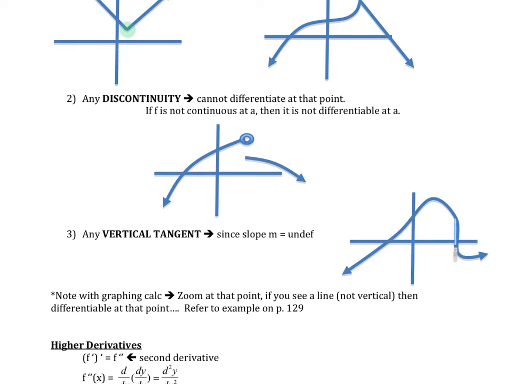Any vertical tangent, right? What's a vertical tangent? It's undefined. There is no slope to it. So since the slope is undefined, I can't take a derivative there. All right, so with a graphing calculator, you've got to zoom in at a point and see if it's vertical or not. And then you can determine differentiability. One example is on page 129 of your textbook. So be careful with graphing calculators because they don't always show you exactly what it is. Make sure you zoom in.